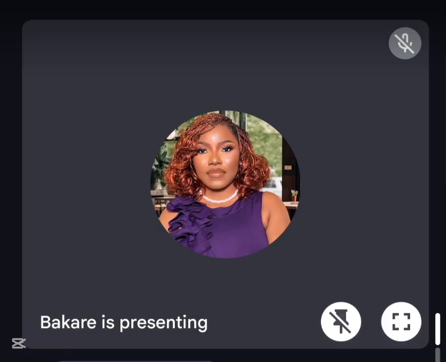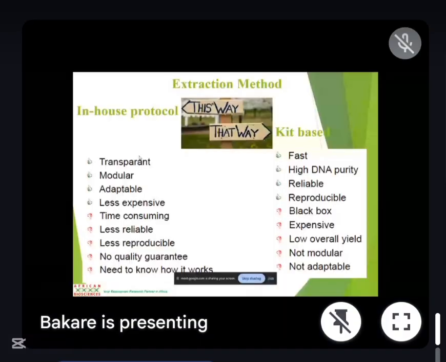Then for the in-house protocol, it is less reliable. It limits the downstream applications you can use it for. You can only use it for standard PCR, that's the conventional PCR. I don't want to do cloning now, like, oh, I want to add my DNA, but I want to use the in-house protocol.